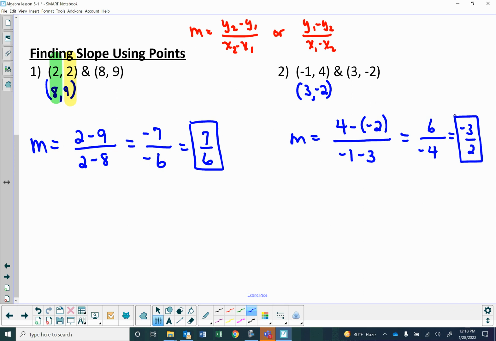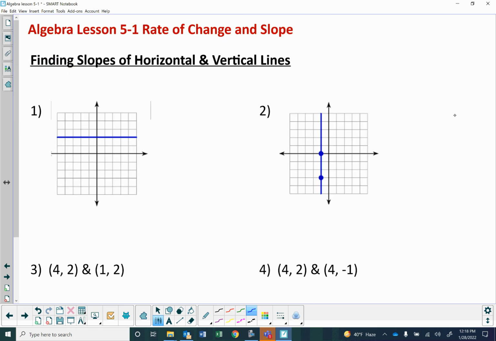So that's how you find the slope using 2 points. Now, sometimes you're going to get what we call horizontal and vertical lines, and you need to know how to find the slope of a horizontal or a vertical line. If we look at this first example here, this is a horizontal line. Remember, the horizon goes left and right. If you look at this, we could pick any 2 points on this and figure out the slope.